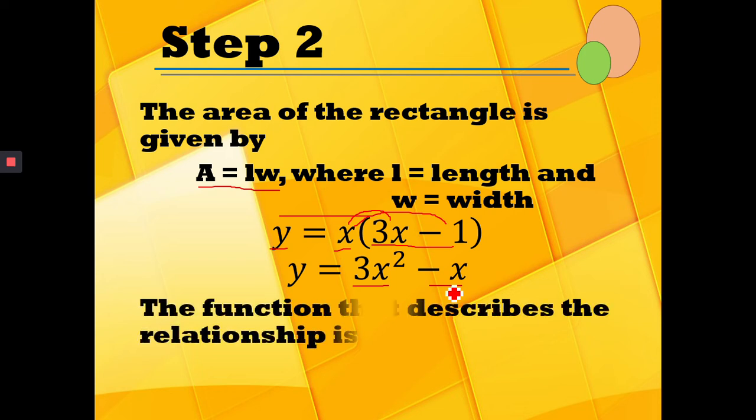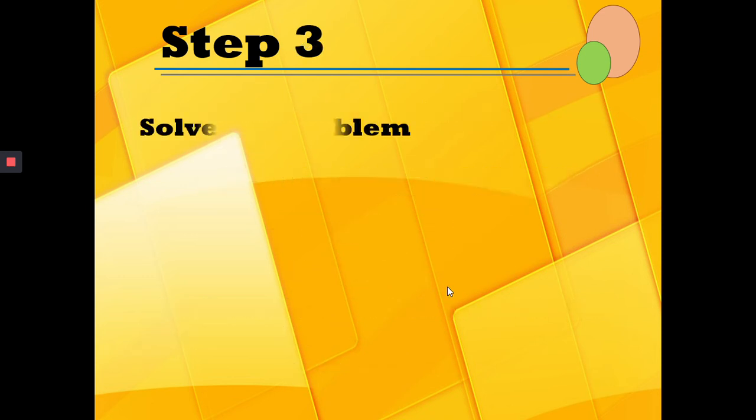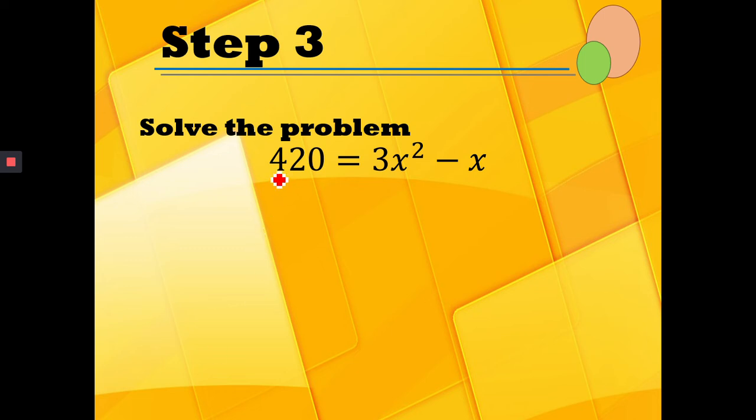Okay? So the function that describes the relationship is y is equal to 3x squared minus x. So it's time for us to find the value of x. Okay, step number 3, we will be solving the problem. Okay, so just like what the word problem says a while ago, the area of this rectangle is equal to 420. So I substitute 420 to the y. Okay, so 420 is equal to 3x squared minus x.